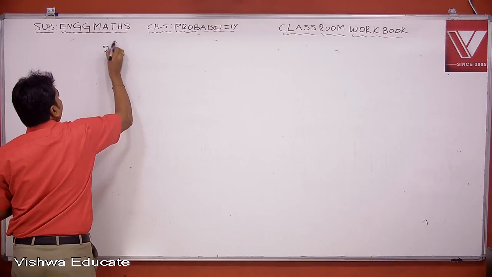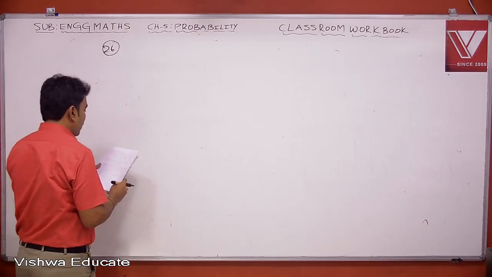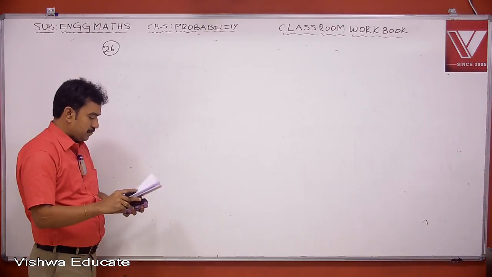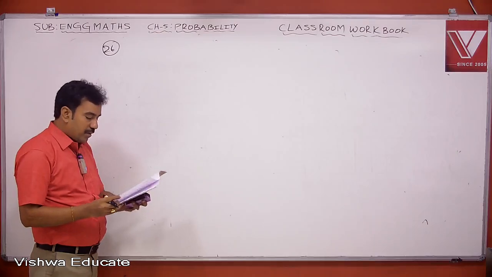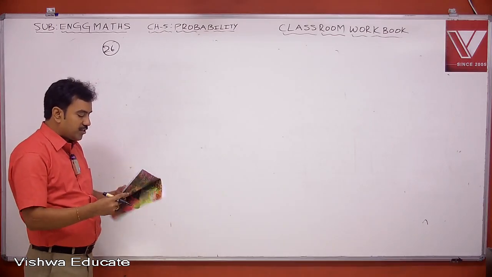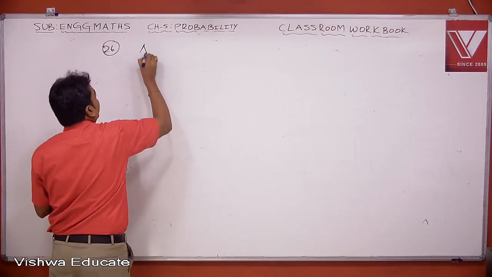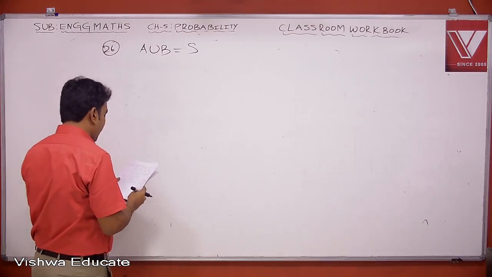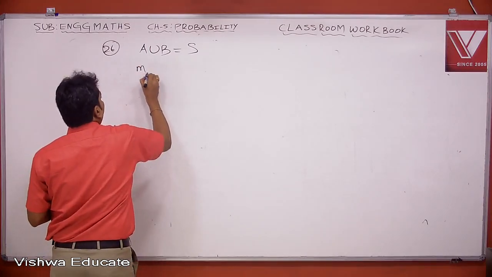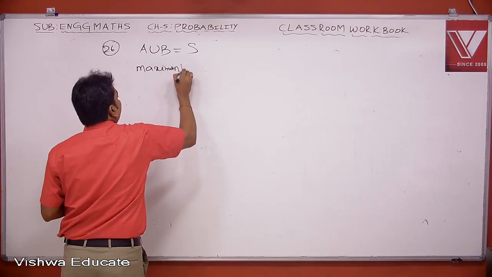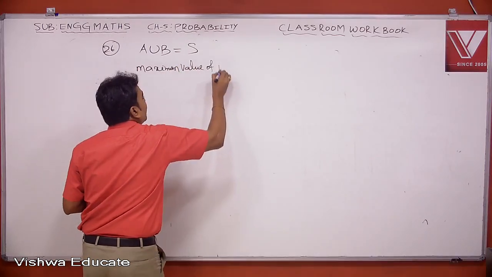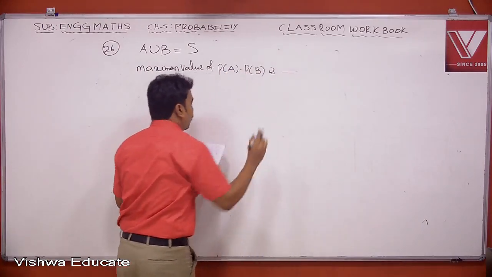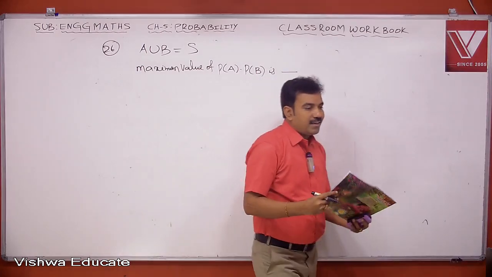Discuss question number 26. Let S be a sample space and A, B be two mutually exclusive events such that A union B equals S. Then the maximum value of P of A dot P of B is blank.